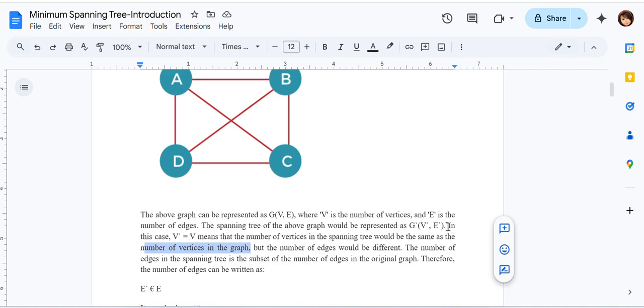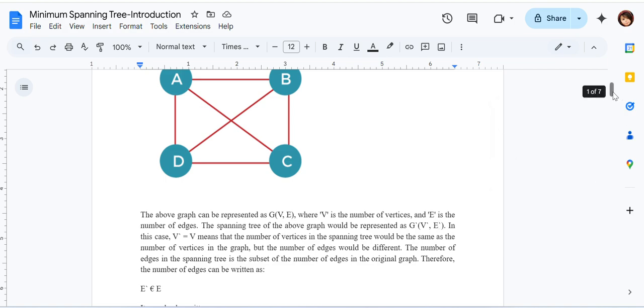But E' is not like the vertices. The number of edges would be different from the original graph. So this is the original graph, and this is the spanning tree which I have created for it. V' and V are equal, so the number of vertices in the spanning tree is equal to the original graph's vertices. But the edges, meaning the links, will not be equal to the original graph. That is the main difference between the original graph and the spanning tree created from it.